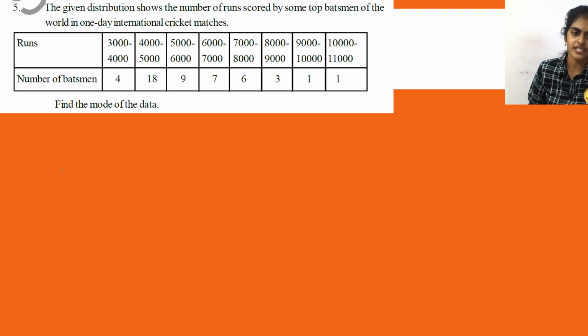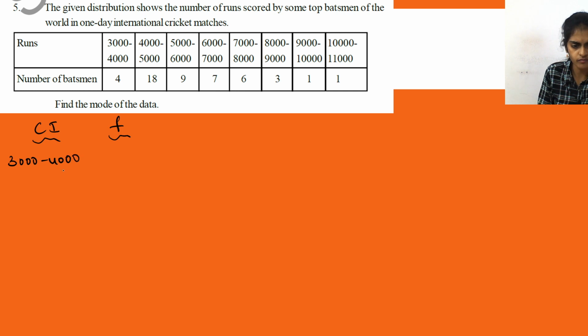So let's proceed to the next question. The given distribution shows the number of runs scored by top batsmen of the world in one-day international cricket matches. You have to simply find the mode of the data. So directly take down the table.